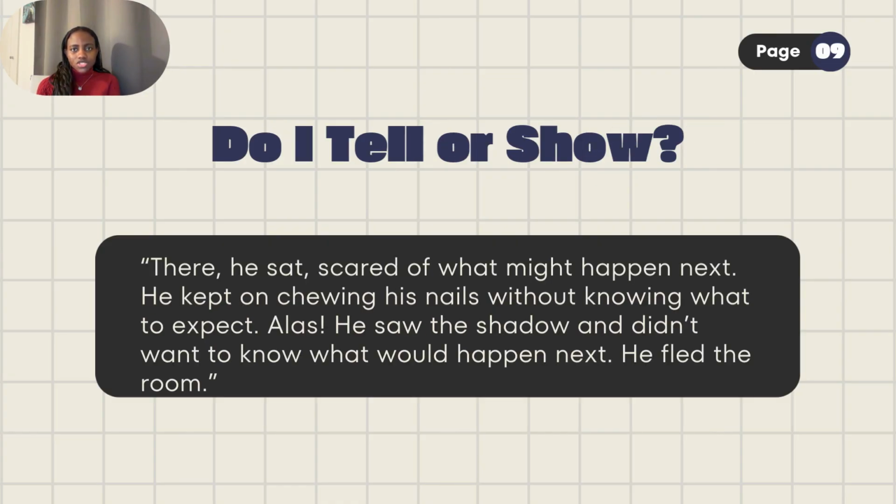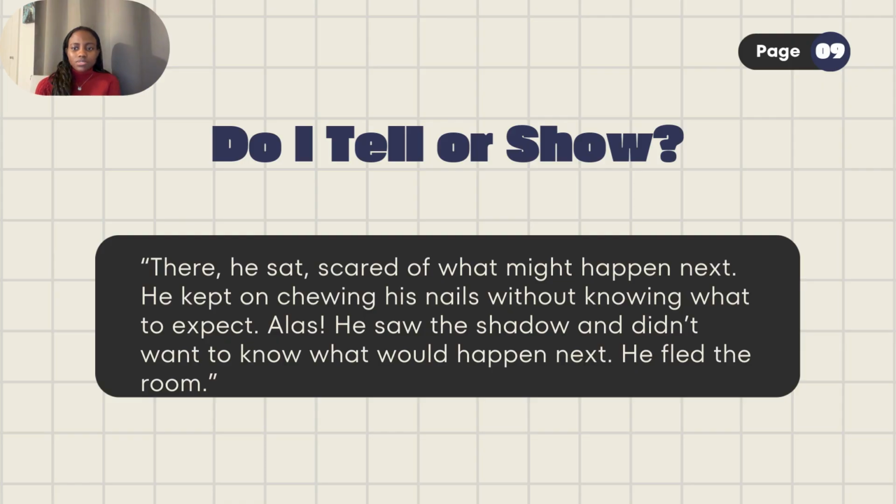Then the last question, do you tell or do you show? And I'm going to read this example, this statement. There he sat, scared of what might happen next. He kept on chewing his nails without knowing what to expect. Alas, he saw the shadow and did not want to know what would happen next. He fled the room.